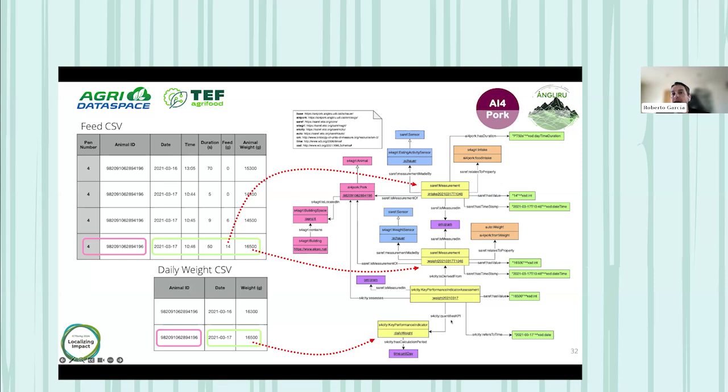So the final shape of the data that we generate is like a big graph that is connecting all these different files and also contextualizing. So we know that these are measurements, that one is for the weight, the other is for the intake, and that's the unit of measurement that is used in any case. Okay, so all this is provided.